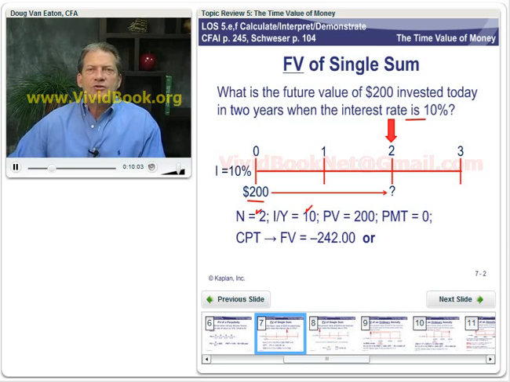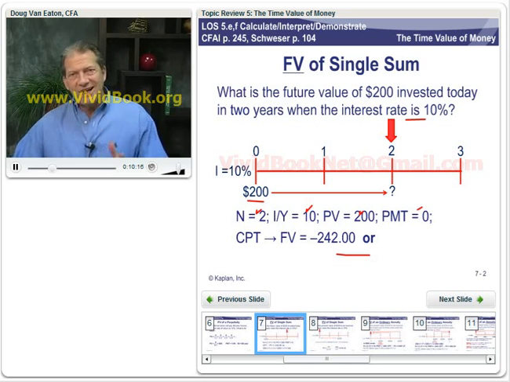Present value is 200. There's no payments. We're just going to accumulate in the account. So then we calculate our future value. It comes back to us as a negative number because we put the present value in as a positive number and get $242.